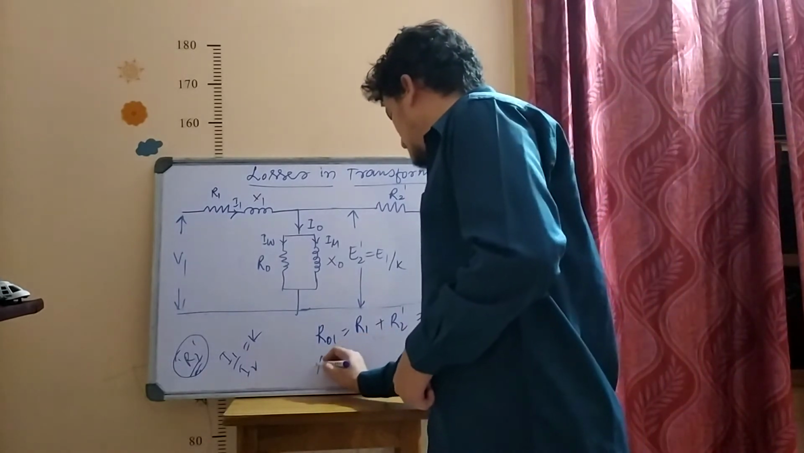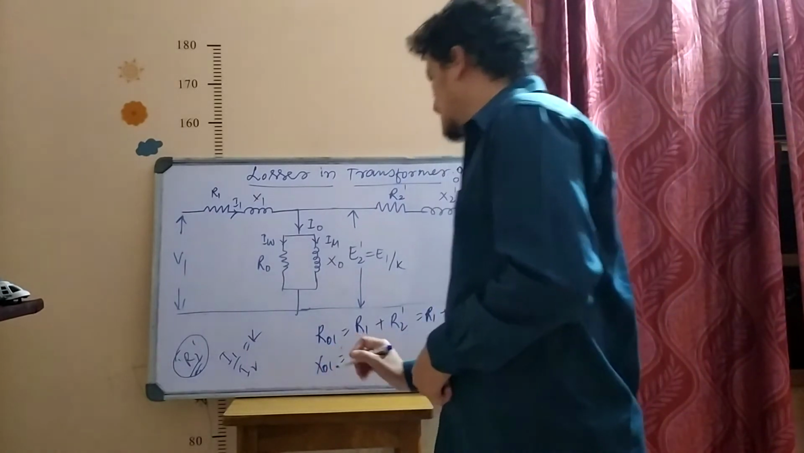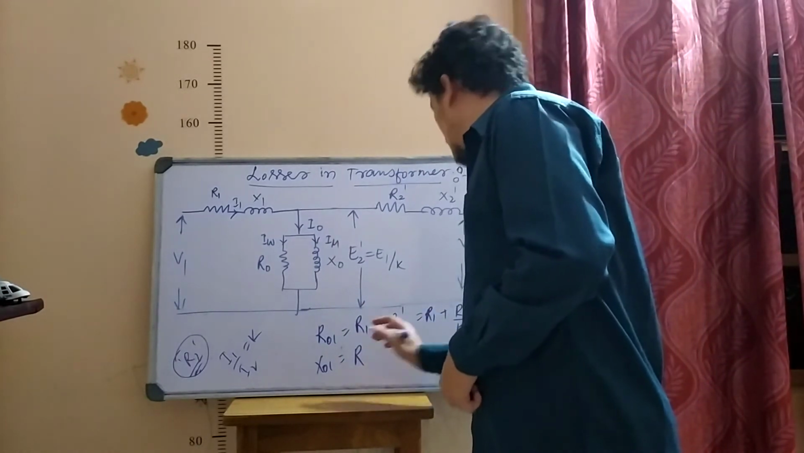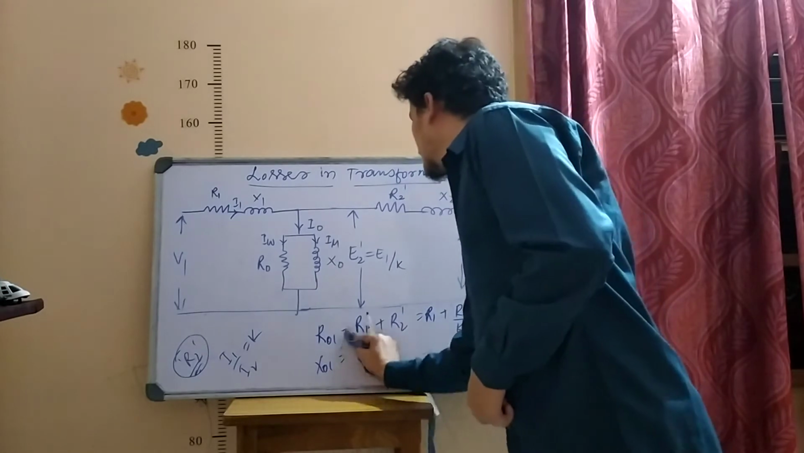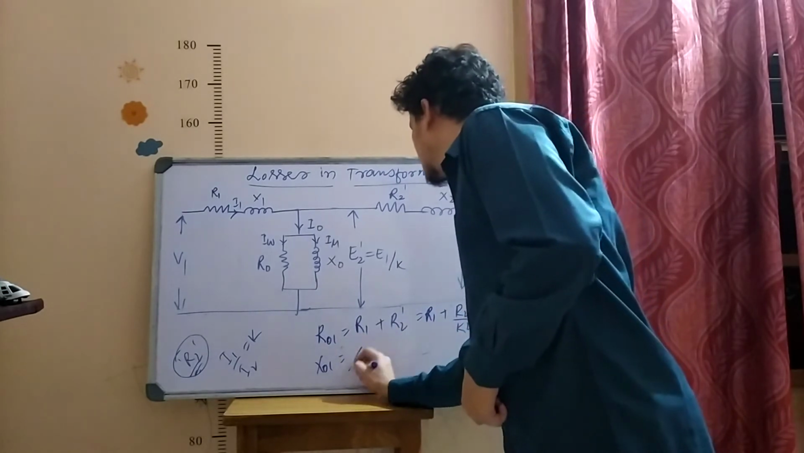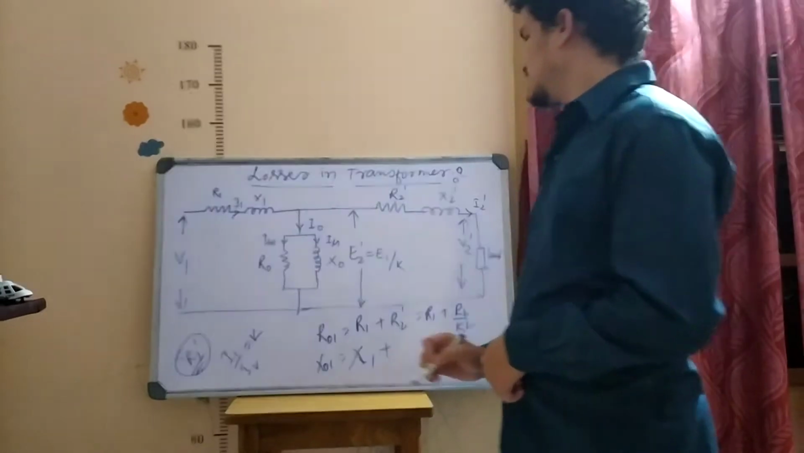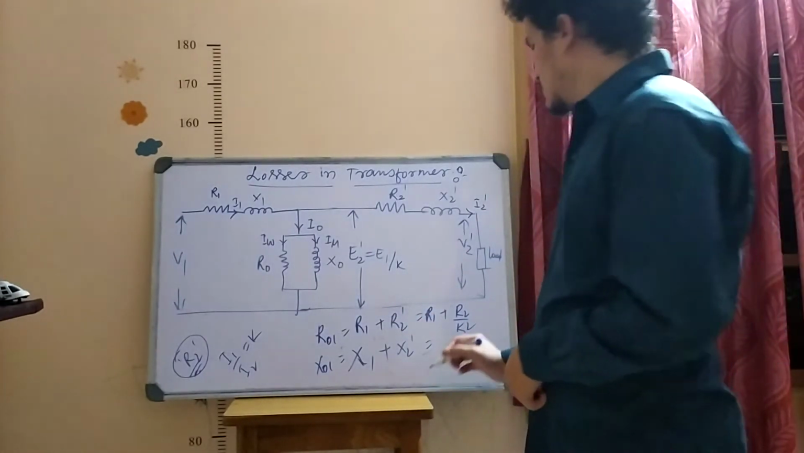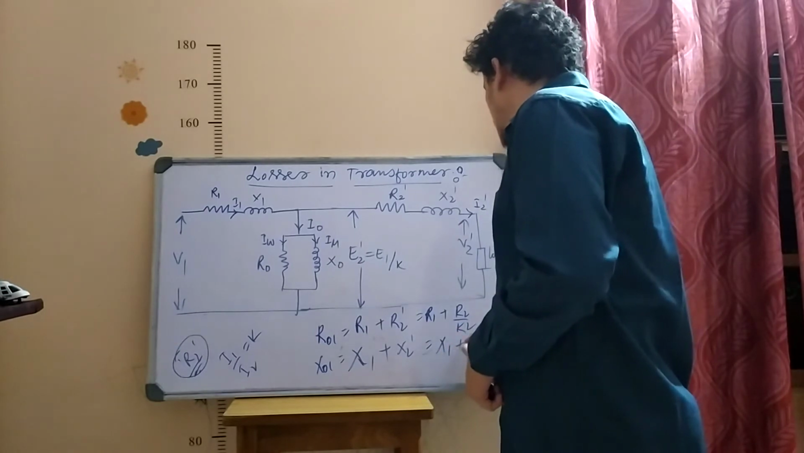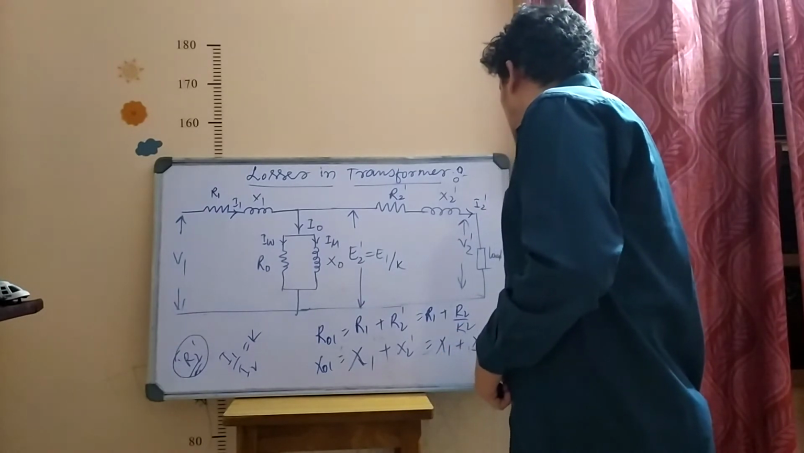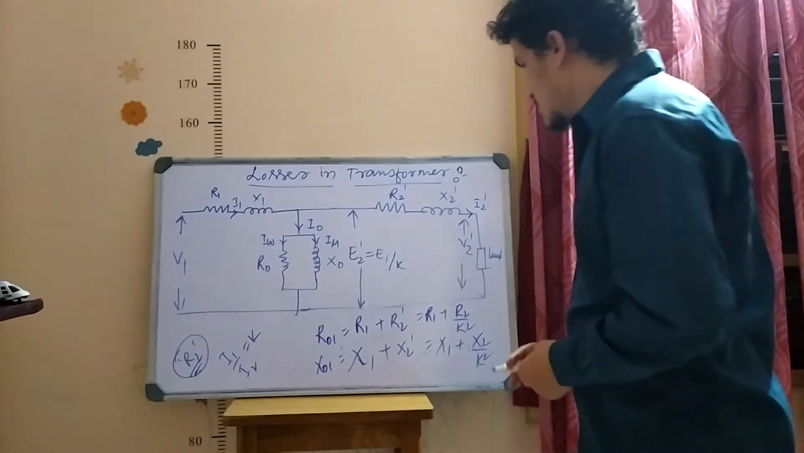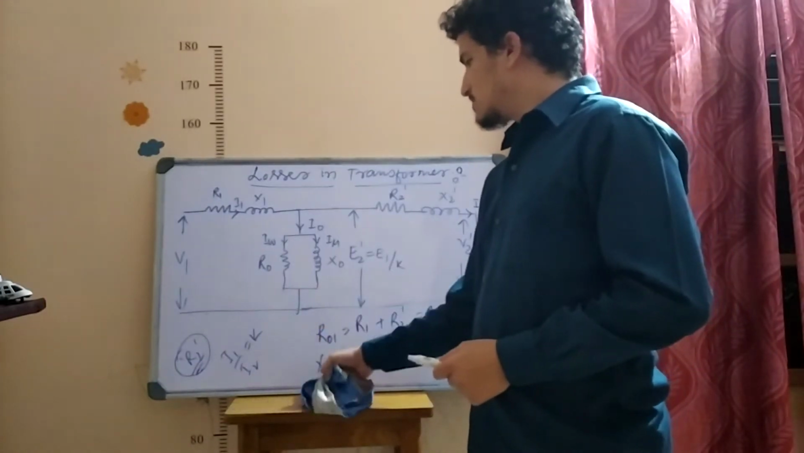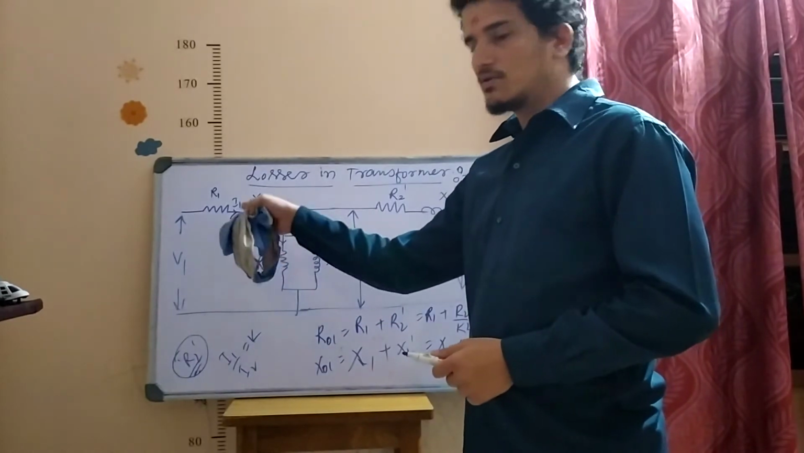Similarly, what is X01? X01 is the total reactance. What is it actually? X1 plus X2 dash. Can I write like this? Yes. So X1 plus X2 divided by K square. Can I write like this? Yes. Now this is the total resistance and total reactance referring the circuit to the primary.